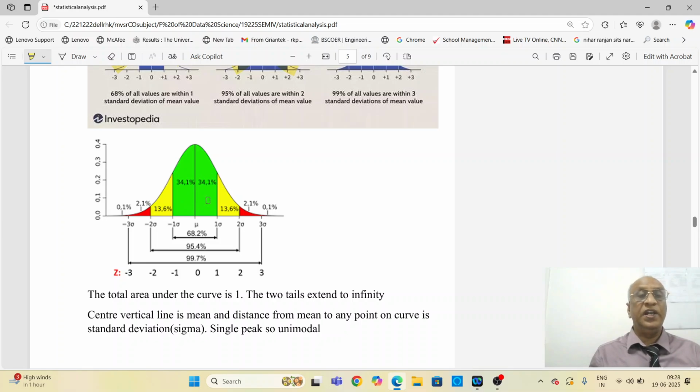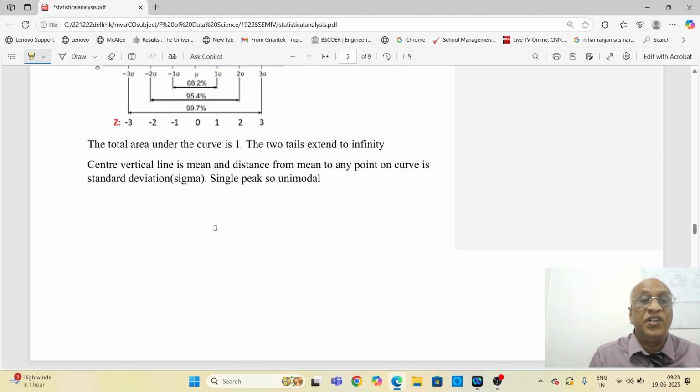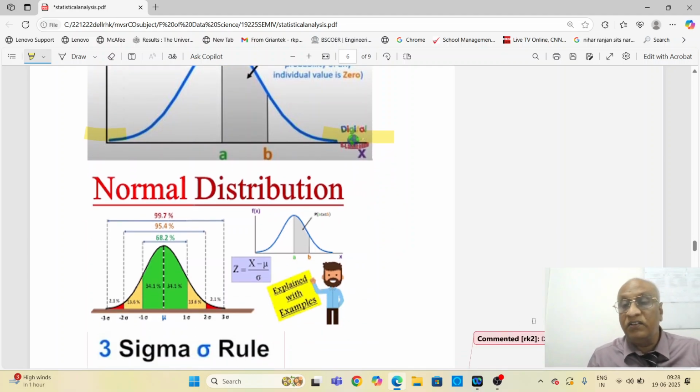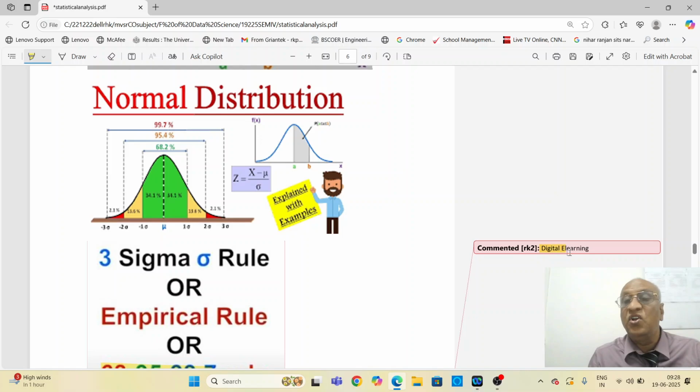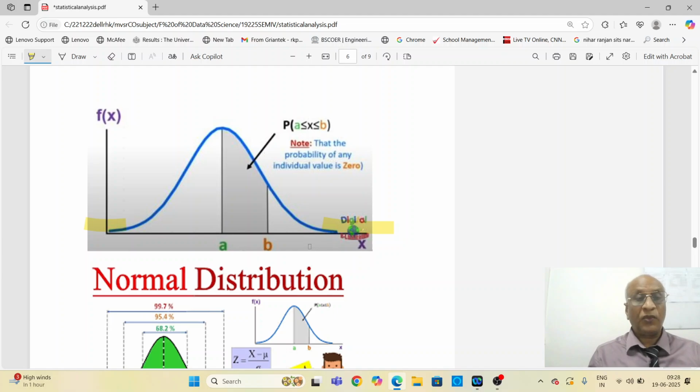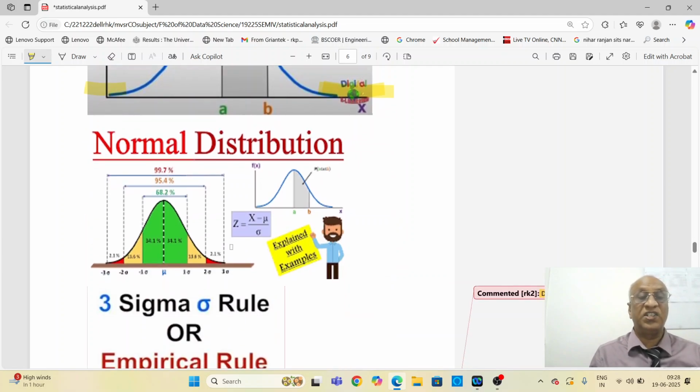The total area under the curve is 1. The two tails extend to infinity. So let us say this is one tail and this is the other tail. As you can see, I derived my image and content from digital e-learning. I have mentioned it in the comment also, the digital e-learning YouTube video. So these are the two tails which extend to minus infinity and plus infinity.